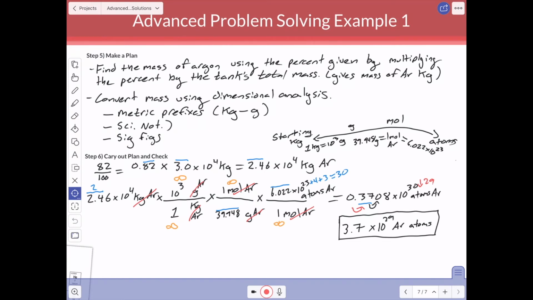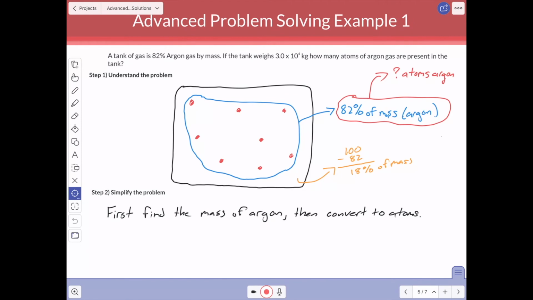But it is very important that we have a strategy and we know how to work through these step by step, because our brains just might not be there yet to look at these problems and just, bam, know what to do. Working through them in a stepwise fashion helps us get to the right answer.